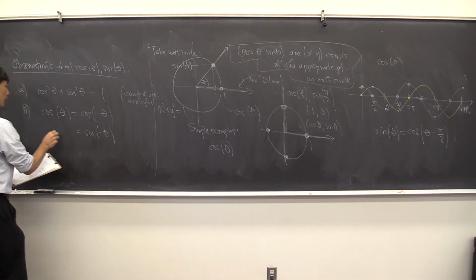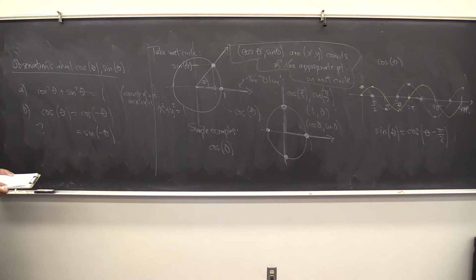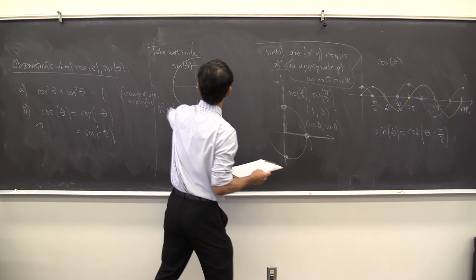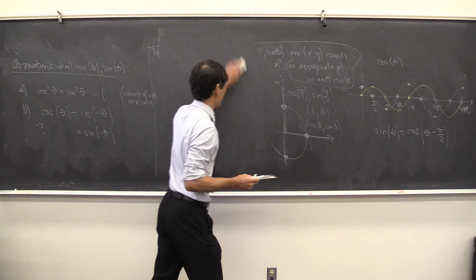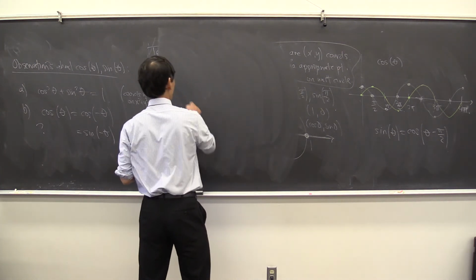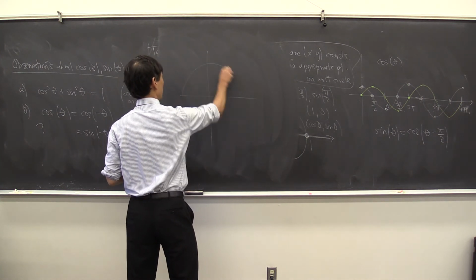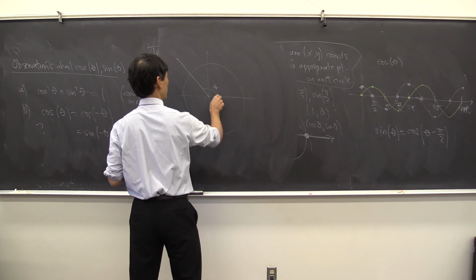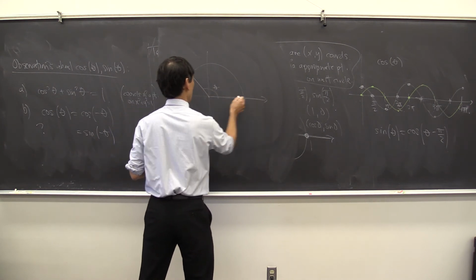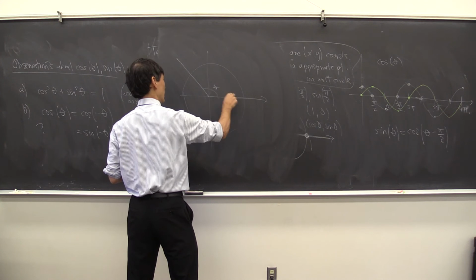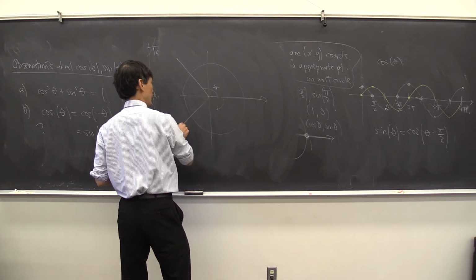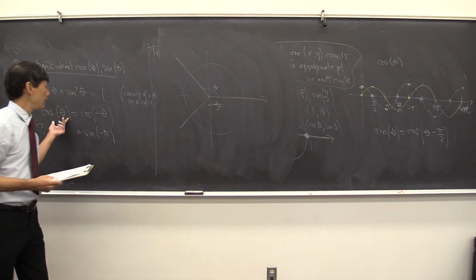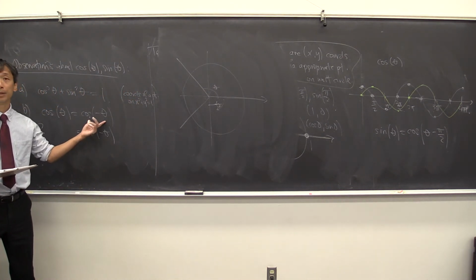Sine of negative theta equals what? So let's make this cleaner. Okay, the first thing I said is that if you have an angle theta, and you look at its negative angle, this is going in the positive direction. In the negative direction, we go this way. So this is negative theta. And I'm saying that cosine theta and cosine negative theta are the same.